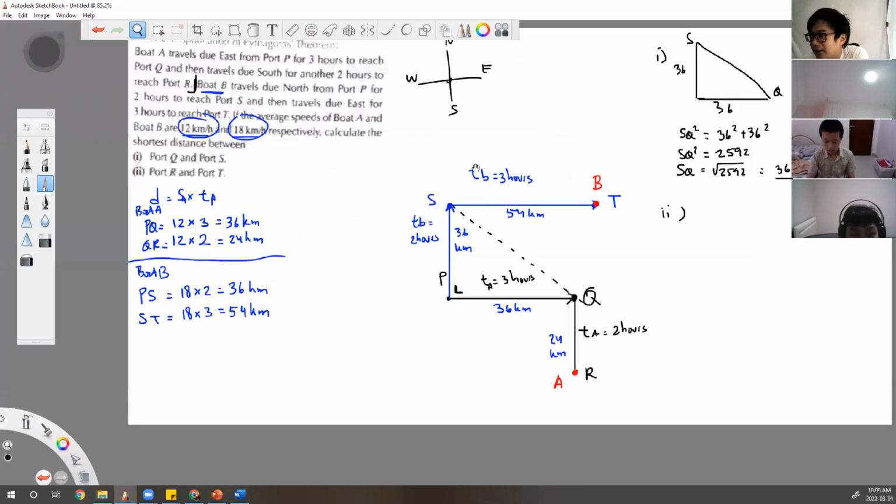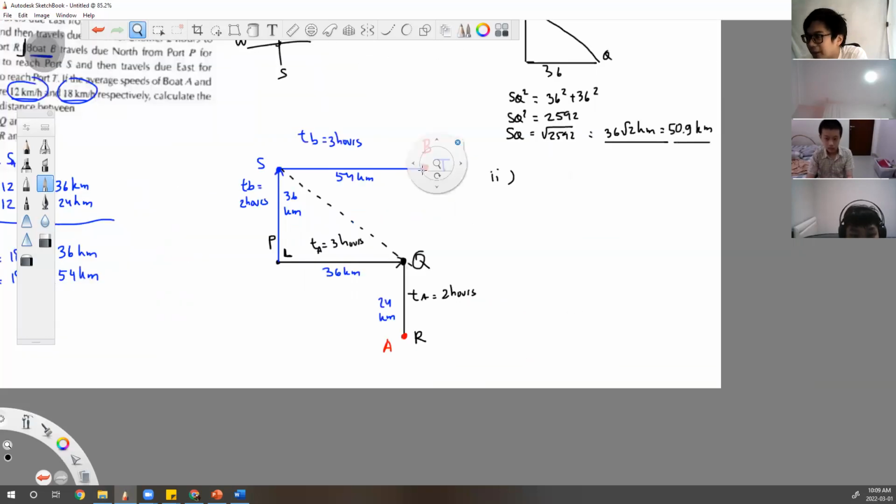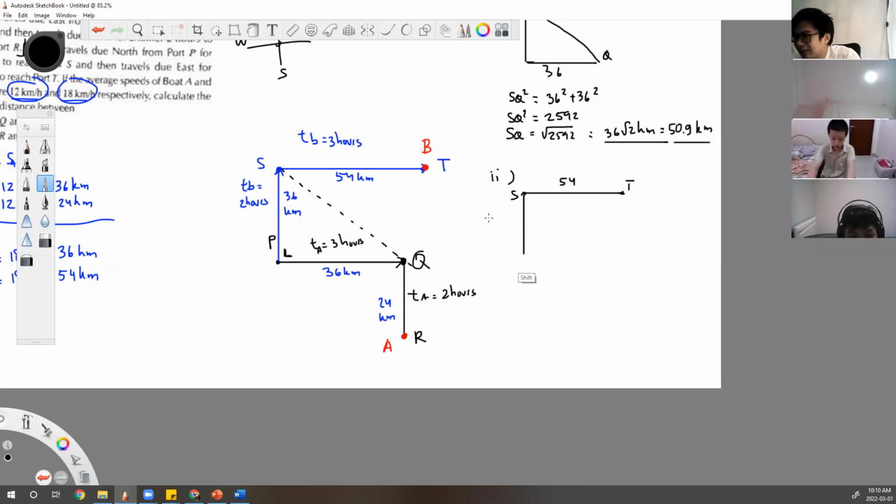From R to T. Okay, from R to T. The drawing is not so good. I want to draw it one more time. 54 is here. This is S. This is T. And this is 36. I do it a bit in scale. This is 36 also. And then this is P. This is Q. Yeah, now you know the working, right? This is 24. The drawing is more accurate right now.